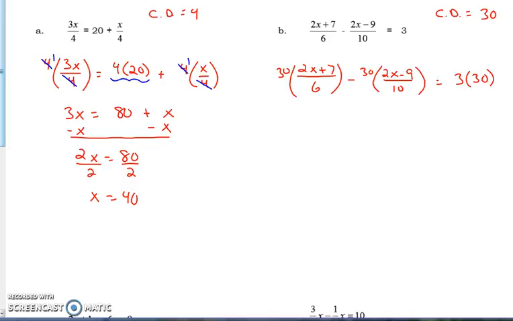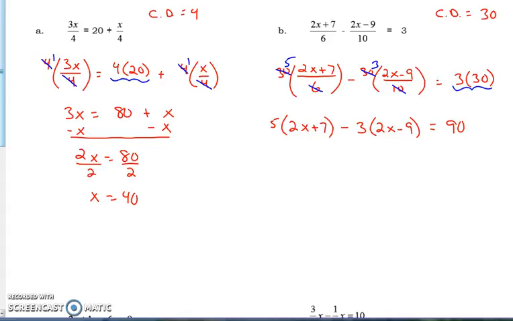Now, my next step is to reduce. Remember, we're reducing the fractions. We're getting rid of them. 30 goes into 6 5 times. 30 goes into 10 3 times. And I'm not going to reduce anything with the 3 times 30 because there's no division to reduce it with. But what I want you to notice is I'm multiplying that 5 in the beginning times the whole numerator, 2x plus 7, which means I'm going to have to use my distributive property. And then in the second fraction, it's the same thing. I'm multiplying the negative 3 times the entire numerator, 2x plus 9. And then 3 times 30 is 90.